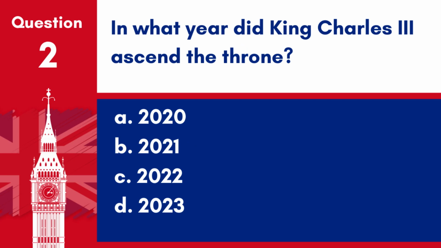Question 2. In what year did King Charles III ascend the throne? A. 2020. B. 2021. C. 2022. D. 2023. Answer: C. 2022. King Charles III ascended the throne in 2022.